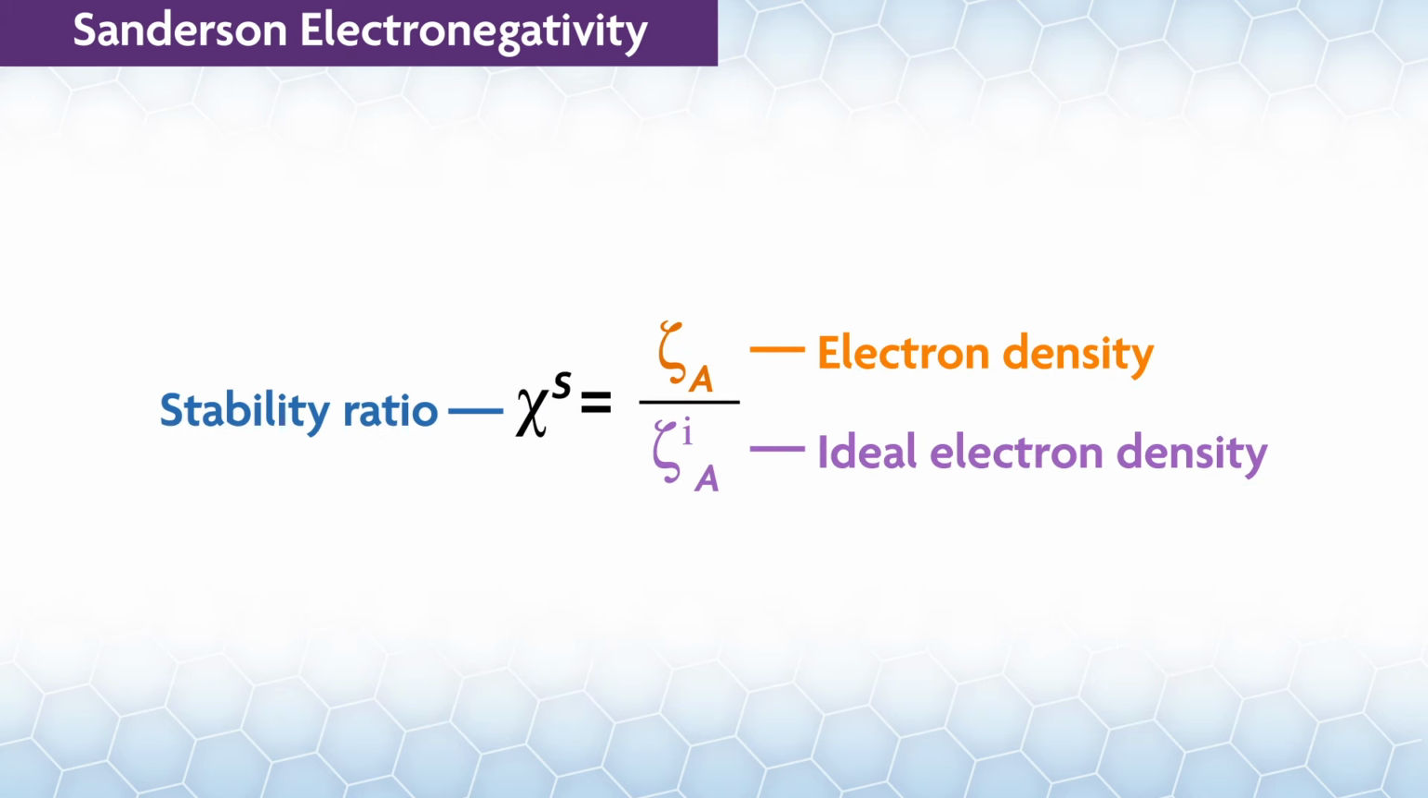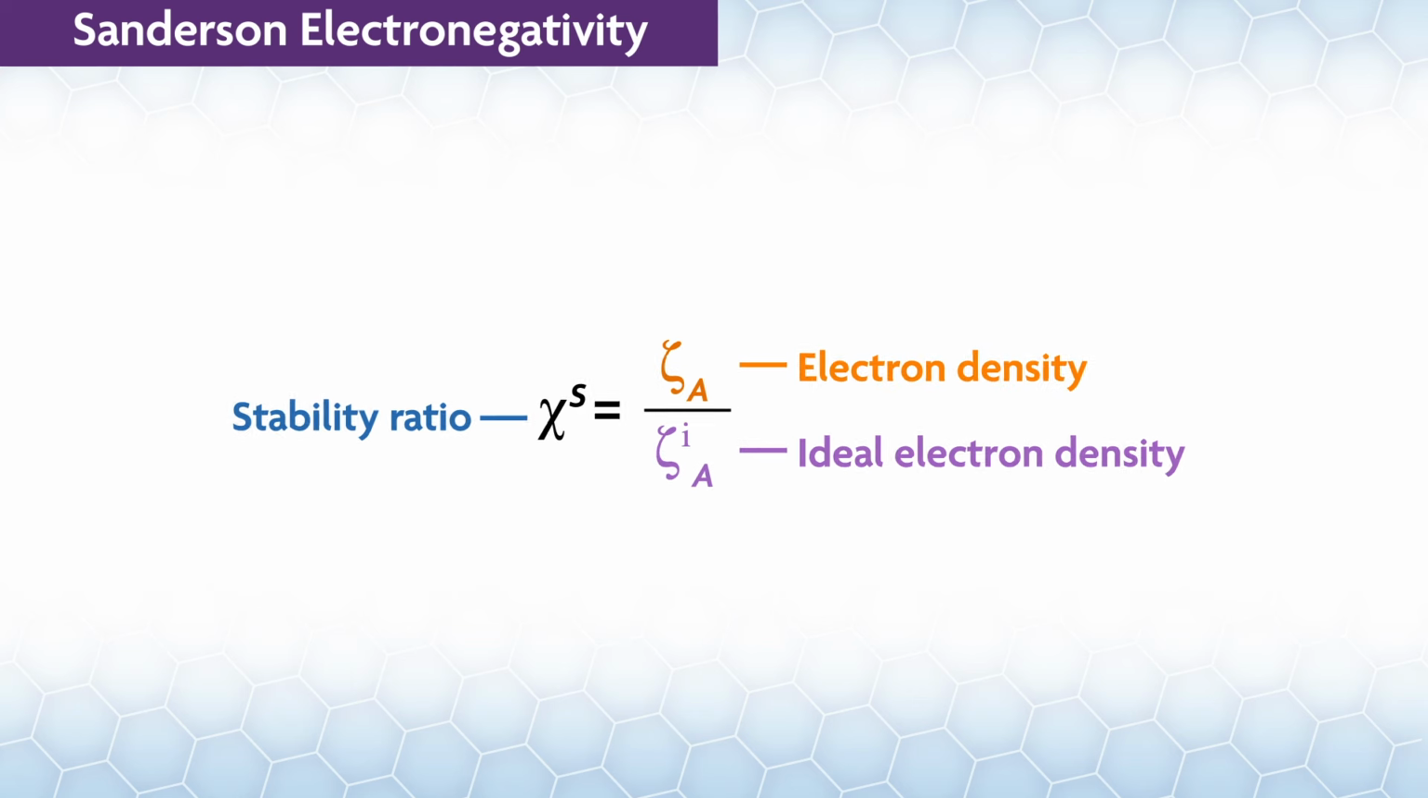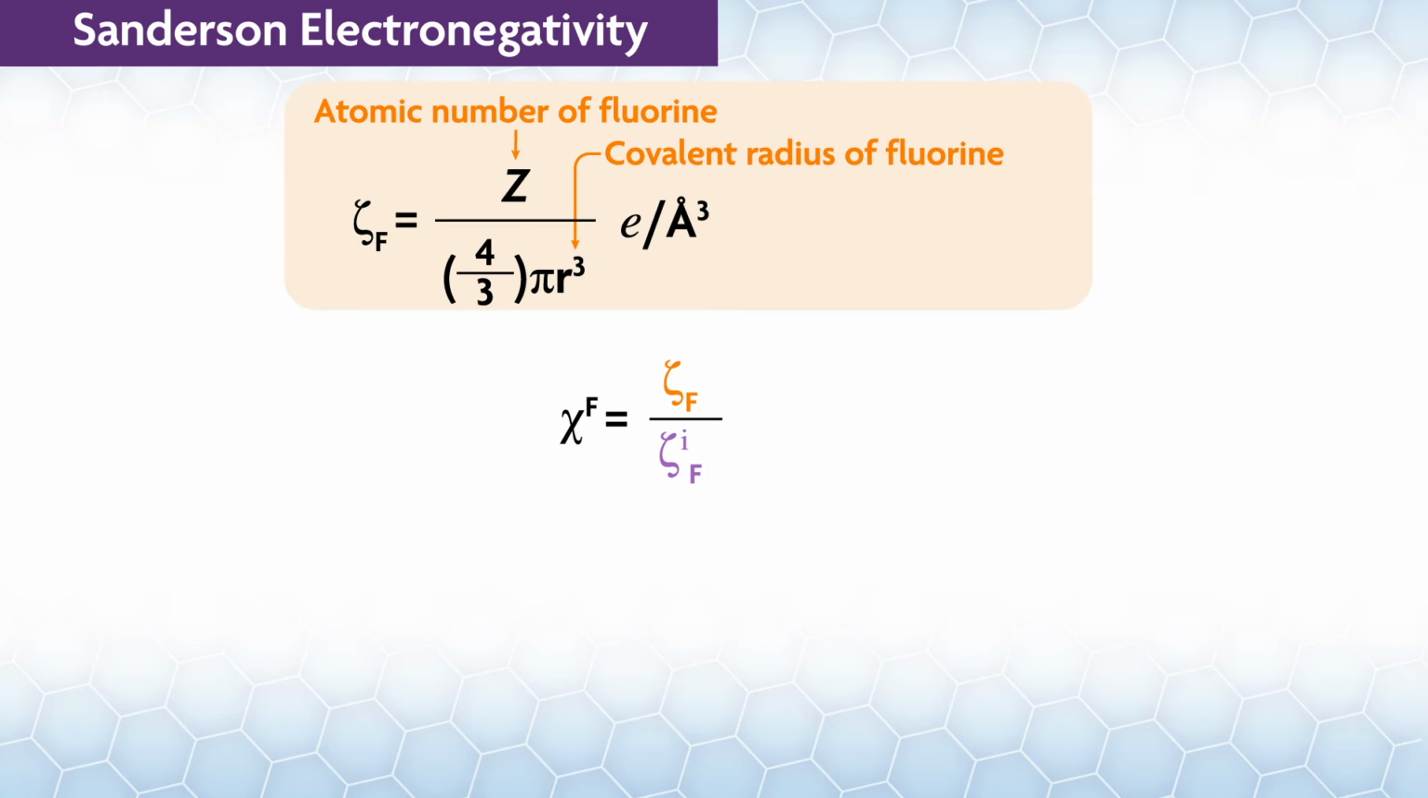Sanderson electronegativity, or chi-S, which was originally the stability ratio, was just the electron density of the atom over the ideal electron density. Let's calculate the electronegativity of fluorine, just to show how this might be done. Plugging in Z equals 9 and a covalent radius of R equals 0.72 angstroms, we get that fluorine has an electron density of 5.75 electrons per cubic angstrom.